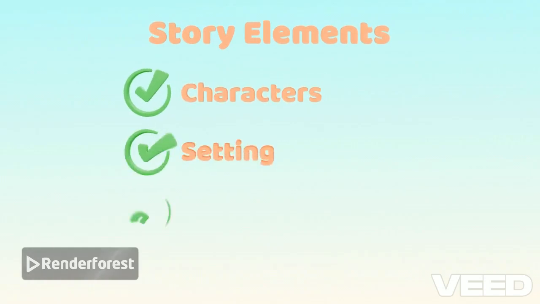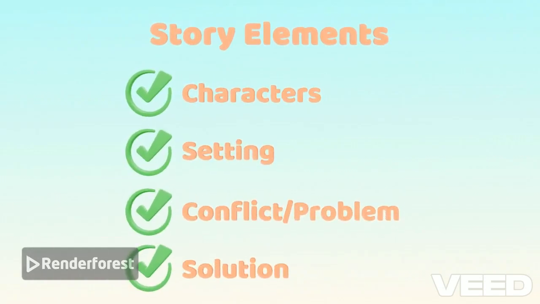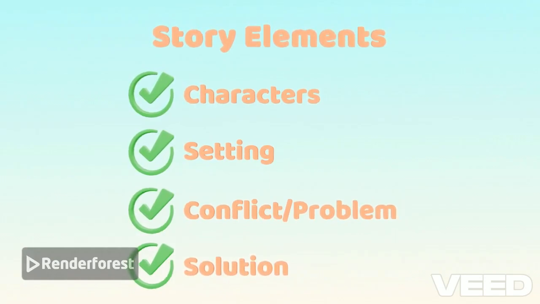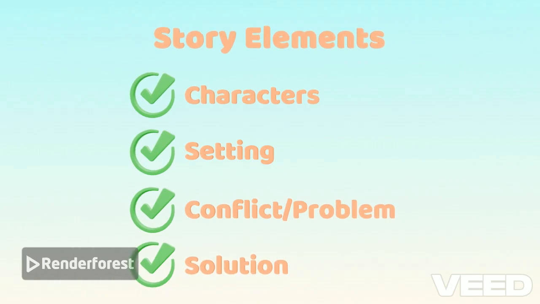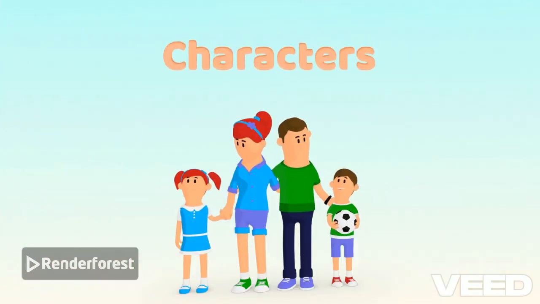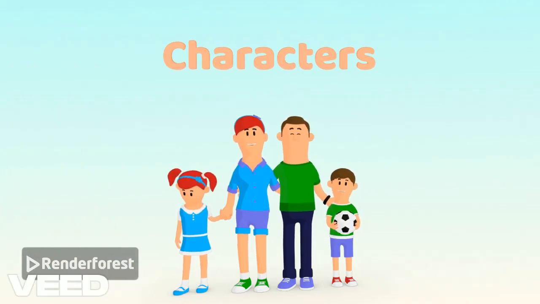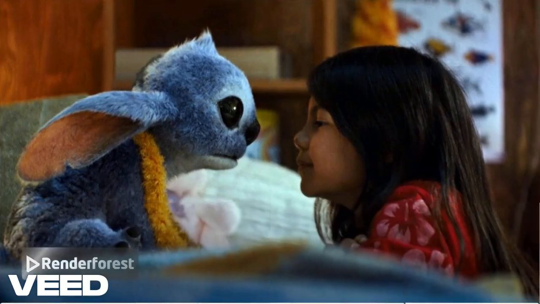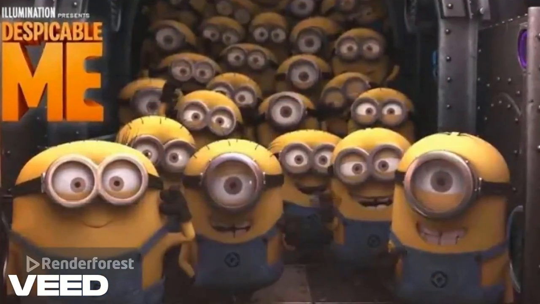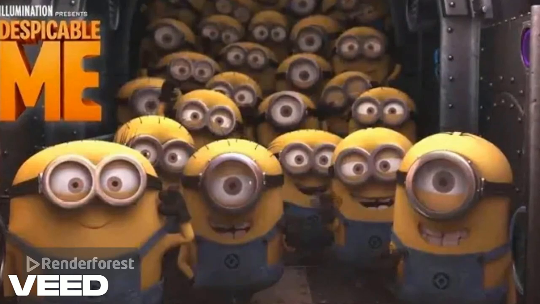Today, we are learning 4 important story elements that are essential for every story: characters, setting, problem or conflict, and solution. Let's start with characters. Characters are the people, animals, or creatures in a story. They're the ones the story is about, like Lilo and Stitch in this picture, or the Minions in Despicable Me.